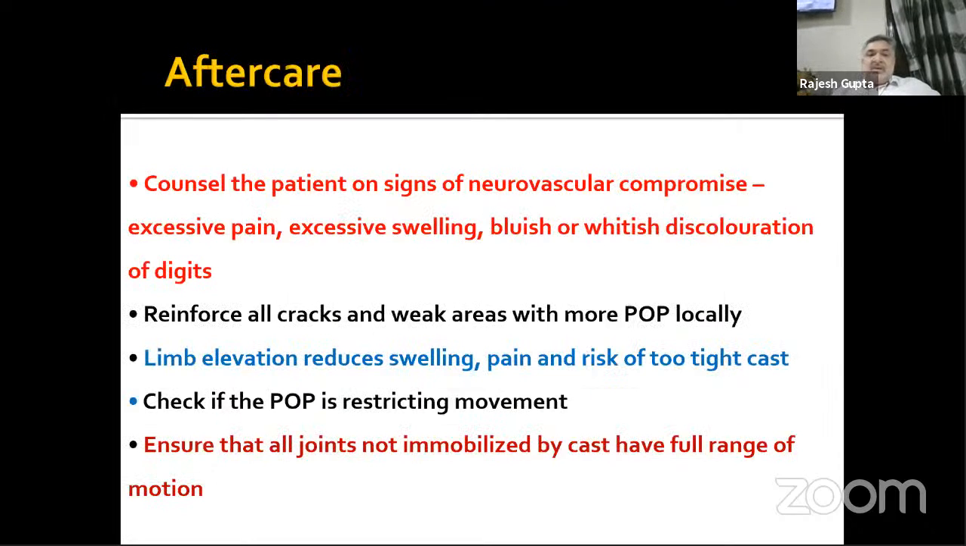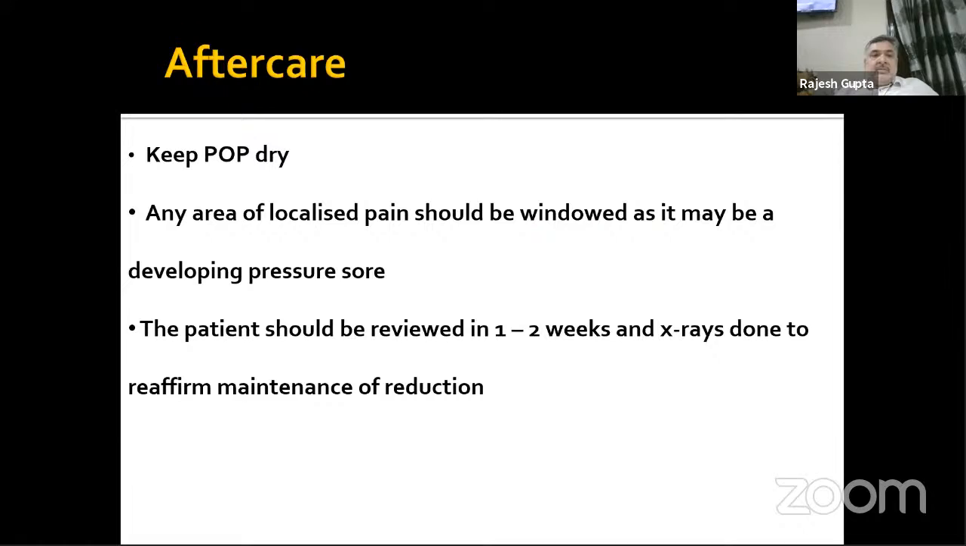So what is aftercare? Very important again. Counsel the patients on signs of neurovascular compromise. Reinforce all the cracks and weak areas with more POP locally. Limb elevation has to be done. Check if the POP is restricting movement. Ensure all the joints not immobilized by the cast have a full range of motion. Keep POP dry. Any area of localized pain should be windowed, as it may be a developing pressure sore. The patient should be reviewed in 1 to 2 weeks and x-rays done to reaffirm maintenance of reduction.